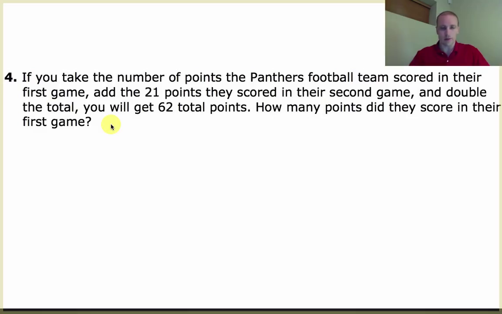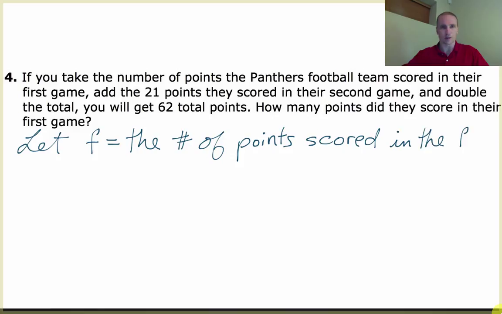Some of you may know already what the solution is because you're just that quick. Other people maybe need to think about it a little bit more. Regardless, if you have no idea what to do, you should start off by looking at what it is we're trying to figure out: the number of points they scored in their first game. Make that your variable. So let f be equal to the number of points that they scored in their first game. You get a mark for doing that.